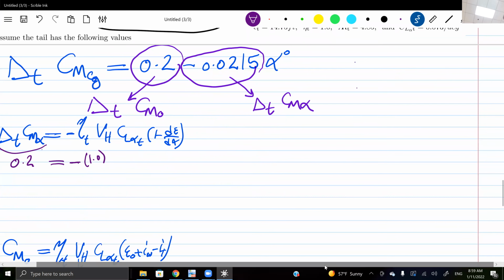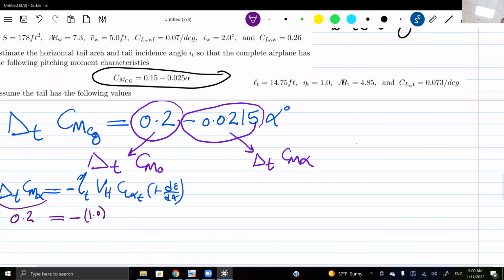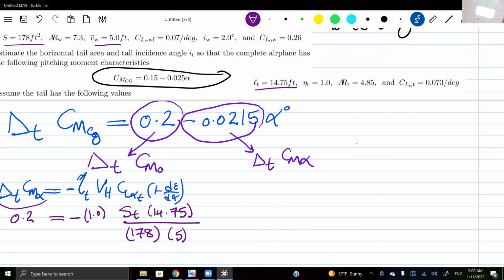EH, as we know, is S tail L tail over S C bar. S tail is my unknown. L tail is given, 0.75 feet, over S, here S is 178, C bar, here C bar wing, which is 5. CL alpha tail is given, I don't need to waste any time, so this is 0.073 per degree. Then 1 minus d epsilon by d alpha.